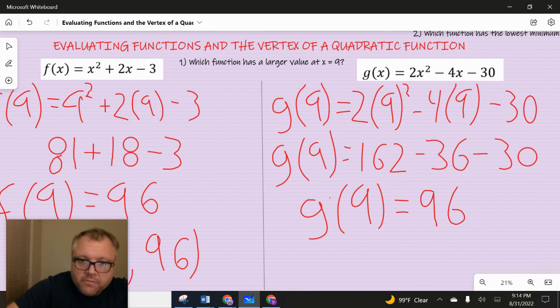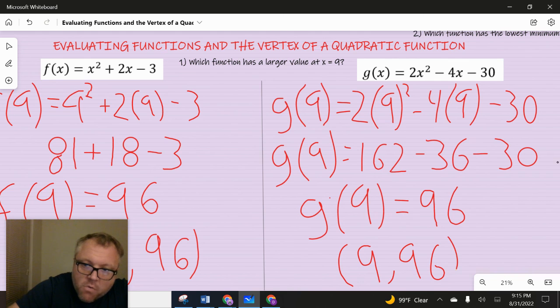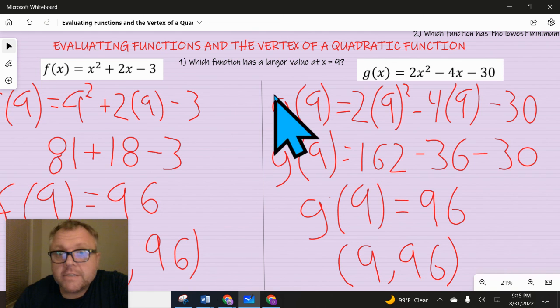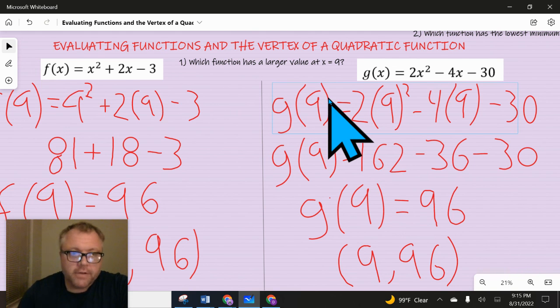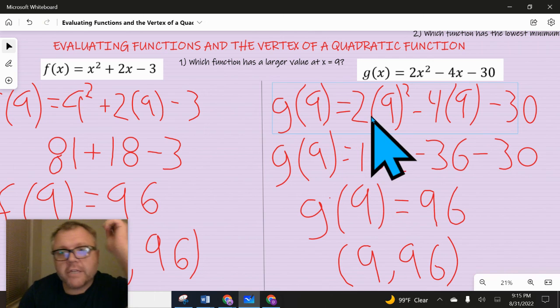Well, that's interesting. These two functions intersect here. This is a point that they share on the graph. Very cool. So who has the larger value at x equals 9? Trick question. They are equal there, right? They're both equal to 96 there. Nice try.